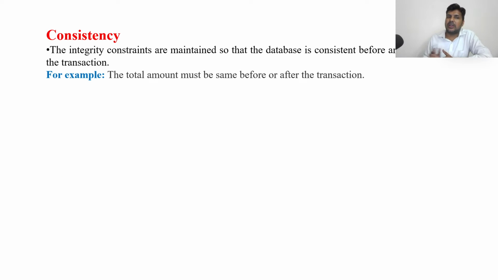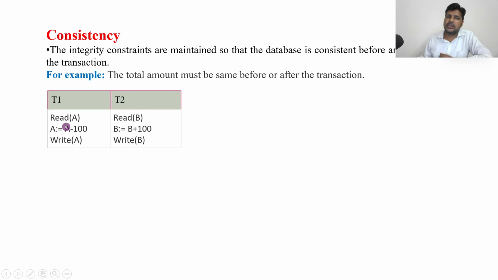What is consistency? Integrity constraints are maintained so that the database is consistent before and after the transaction. The amount before the transaction and after the transaction should be balanced. For example, my account has 5,000 and my friend's account has 5,000, so the total is 10,000. If I transfer 1,000 to my friend, my account contains 4,000 and my friend's account contains 6,000. Before the transaction it is 10,000, and after the transaction also 10,000. So the total amount must be the same before and after the transaction.